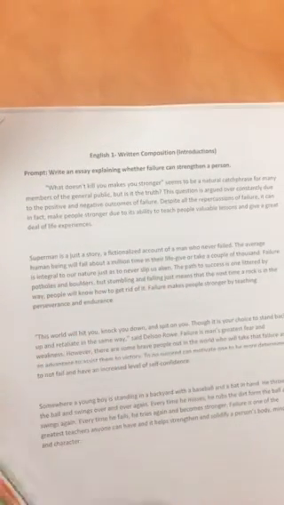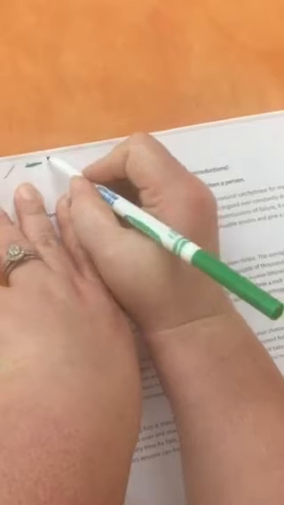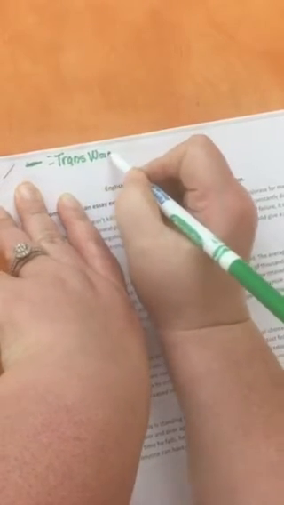We're going to make a key out of them. We're going to start with green. And green is going to be for our transition words. So we're going to write trans words.